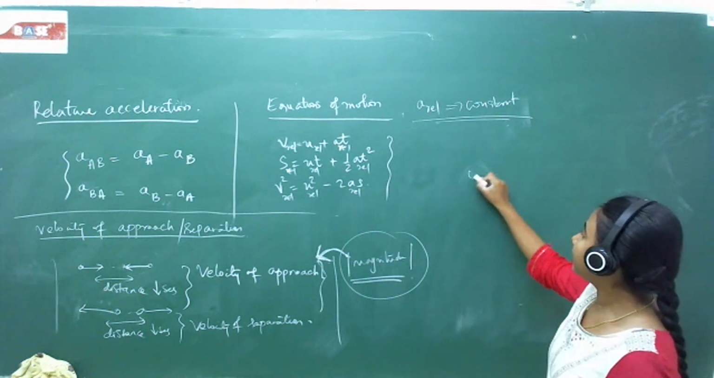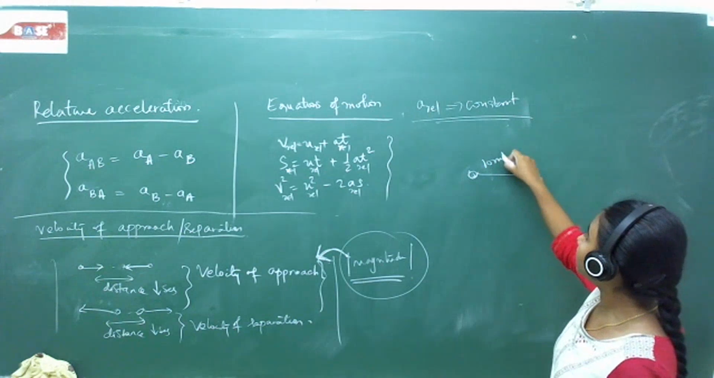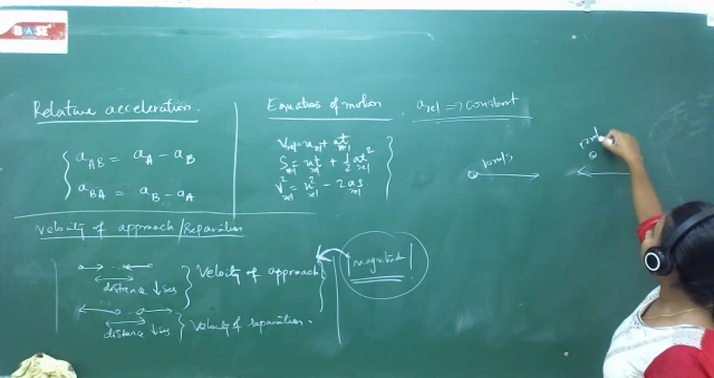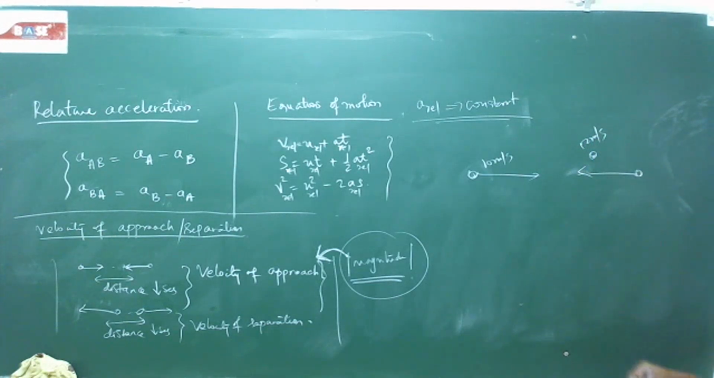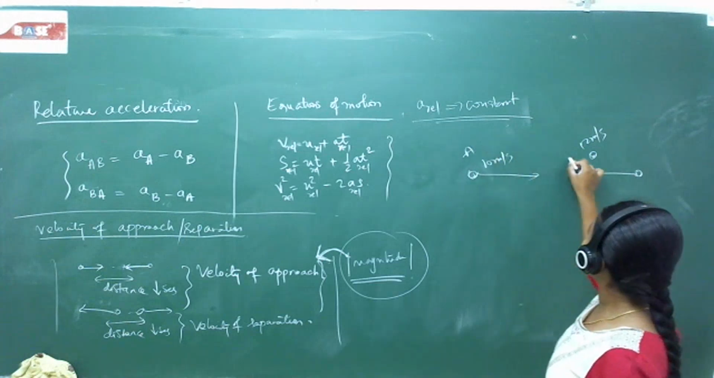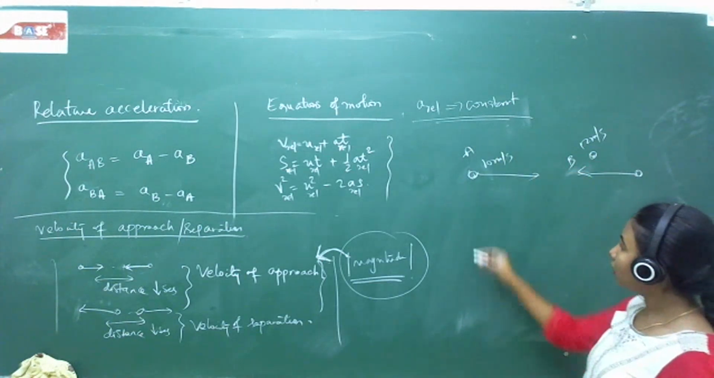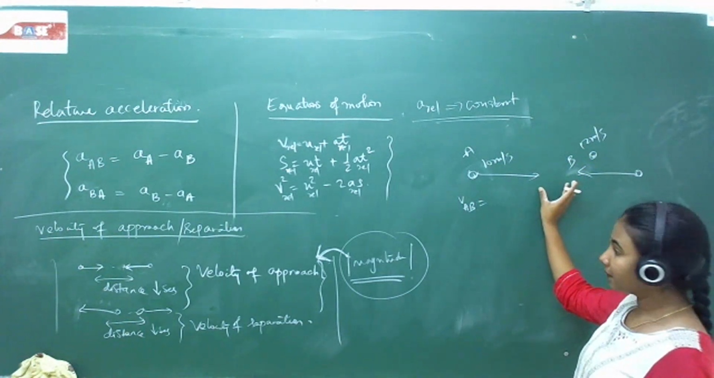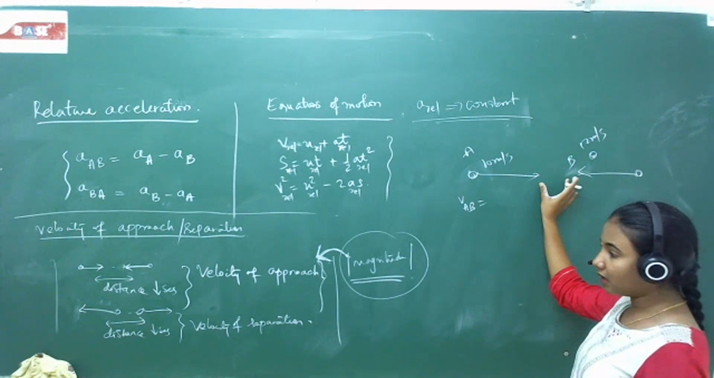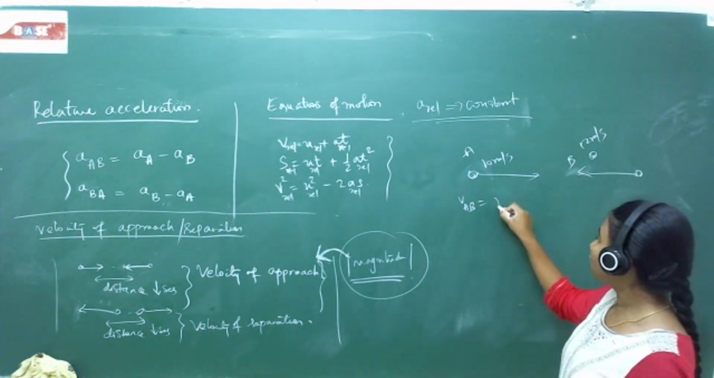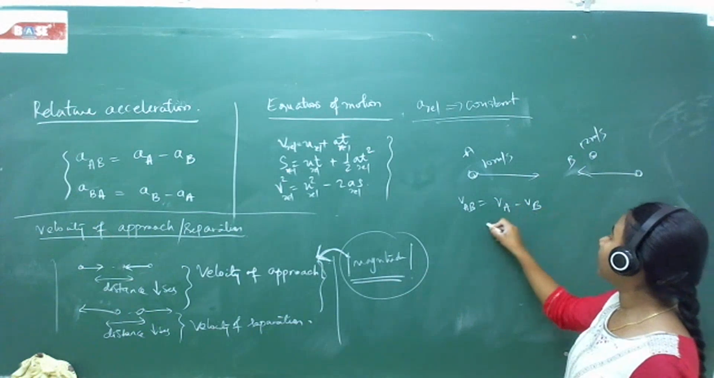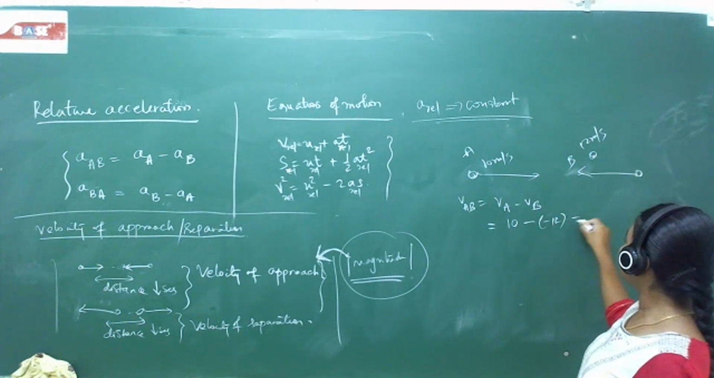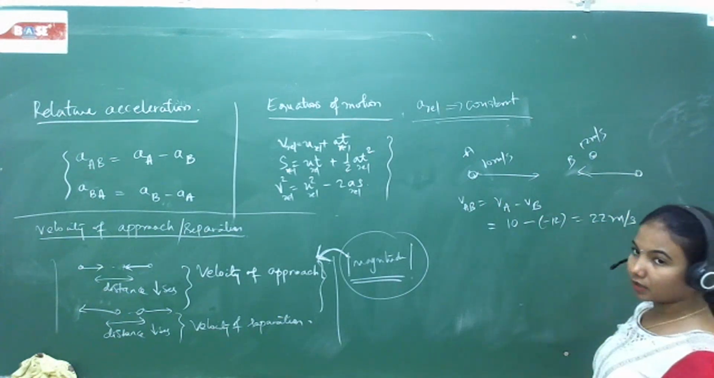I have given one example. We have taken a body which is moving at 10 meter per second and another body which is moving at 12 meter per second, right? So here this is A and this is B. So velocity of A with respect to B. Here you can see the distance decreasing. When the distance is decreasing, we call it velocity of approach. So this is nothing but VA minus VB. So VA is 10 minus 12, it is 22 meters per second.